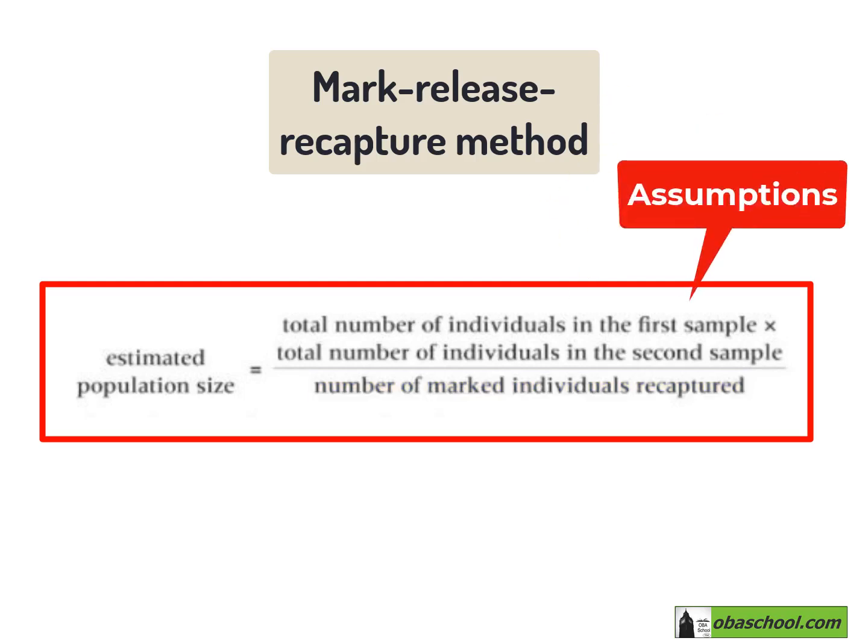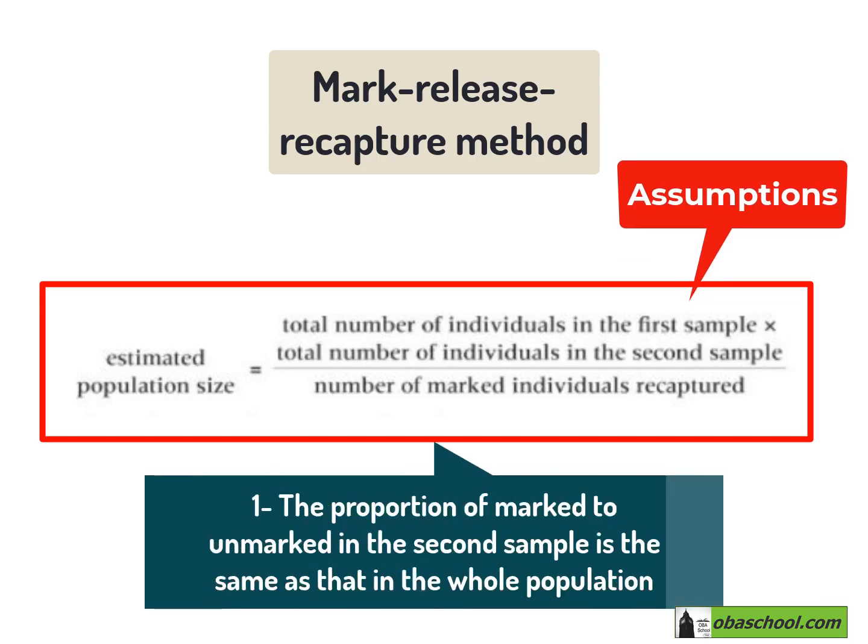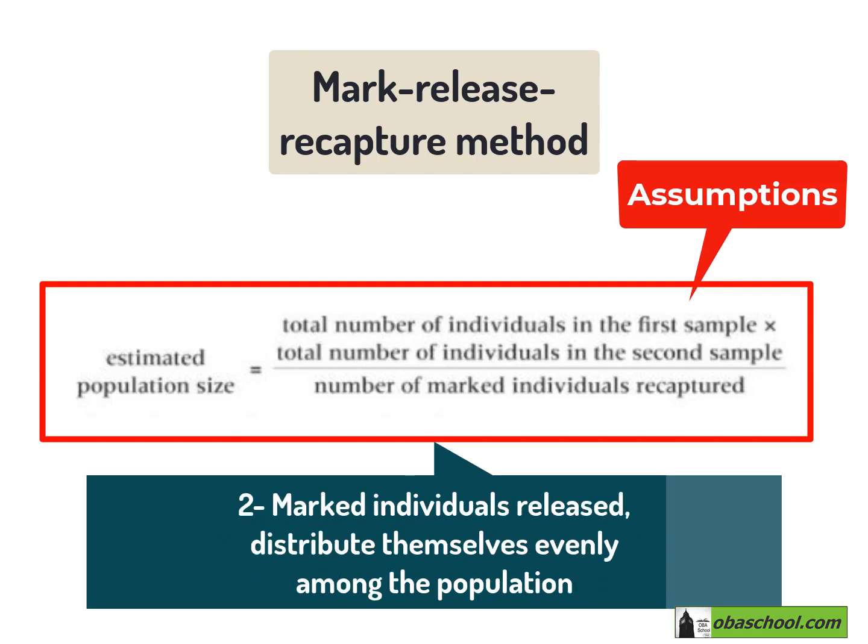Now, this technique relies on a number of assumptions. First, the proportion of marked to unmarked individuals in the second sample is the same as the proportion of marked to unmarked individuals in the population as a whole. The marked individuals released from the first sample distribute themselves evenly among the remainder of the population, and they have sufficient time to do so.